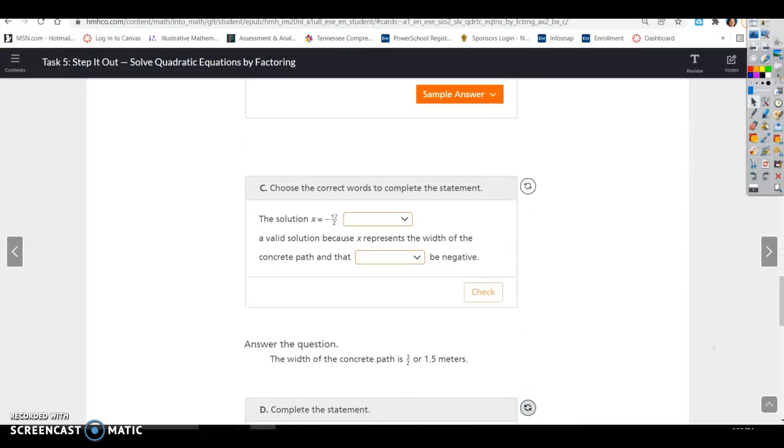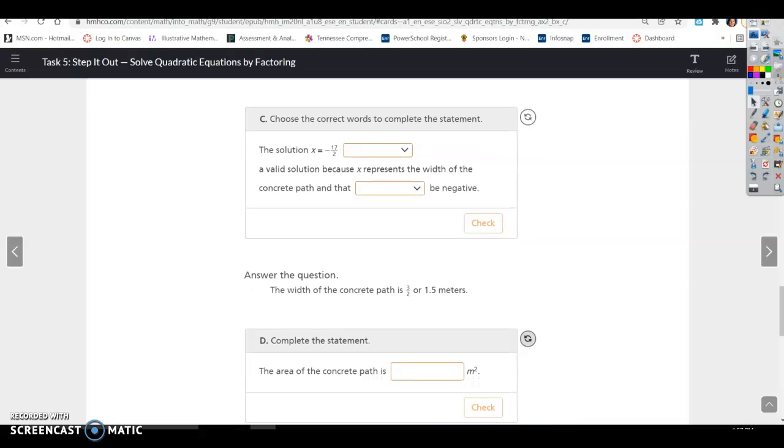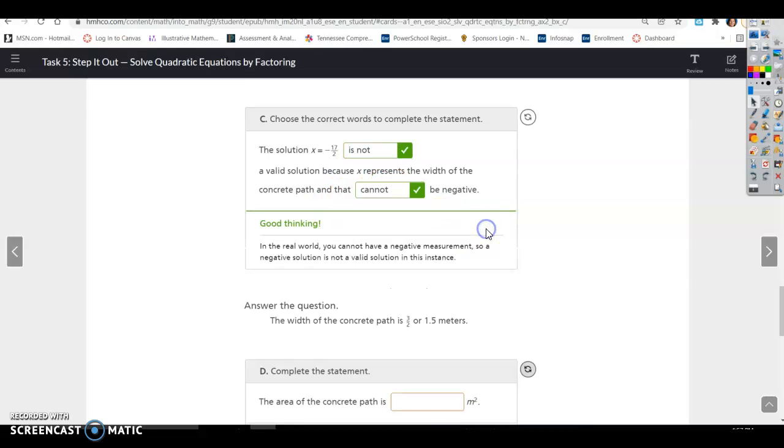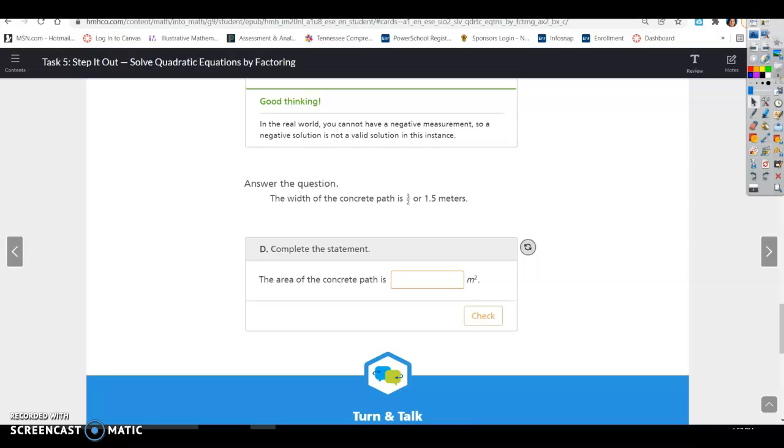It says choose the correct words to complete the statement. The solution x equals negative 17 over 2 is not a valid solution because x represents the width of the concrete path, and that cannot be a negative number. It says answer the question. The width of the concrete path is 3 halves or 1.5 meters. Complete the statement. The area of the concrete path is blank meters squared.